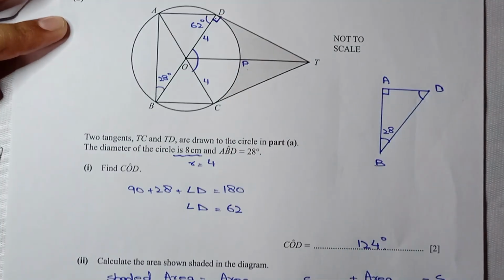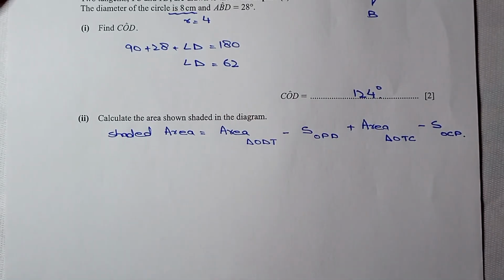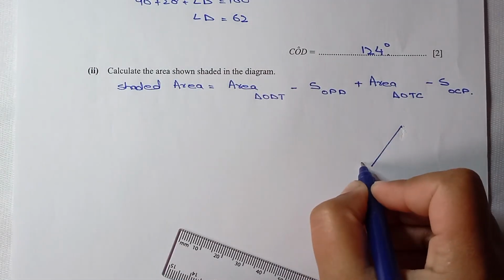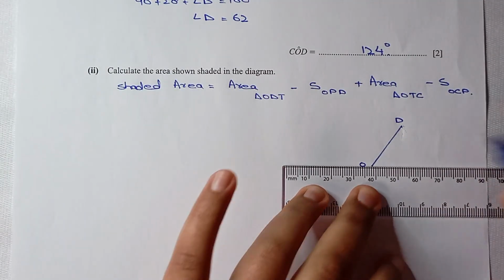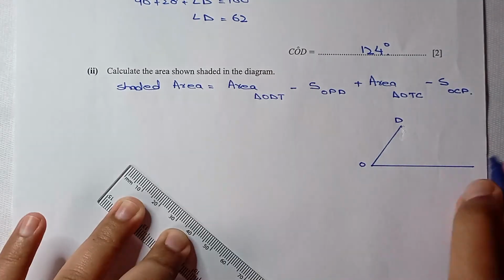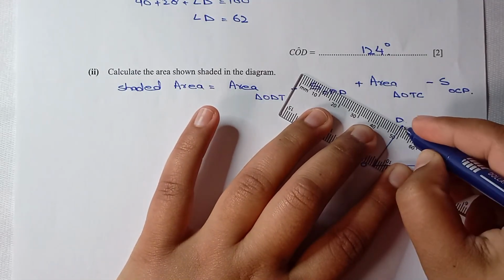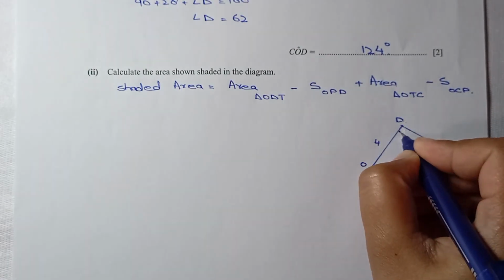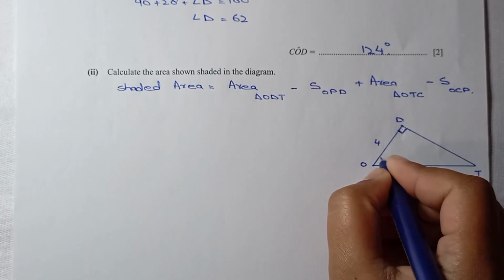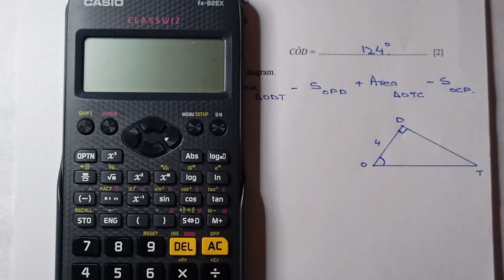So let me draw this triangle separately, ODT, over here. So this is O, this is D, and this straight line. On this straight line we have T. This is T. And T is a tangent on D and OD is the radius. This side is 4, this angle is 90, and this angle O, this angle is 124. So half of 124 would be 124 divided by 2, this would be 62.